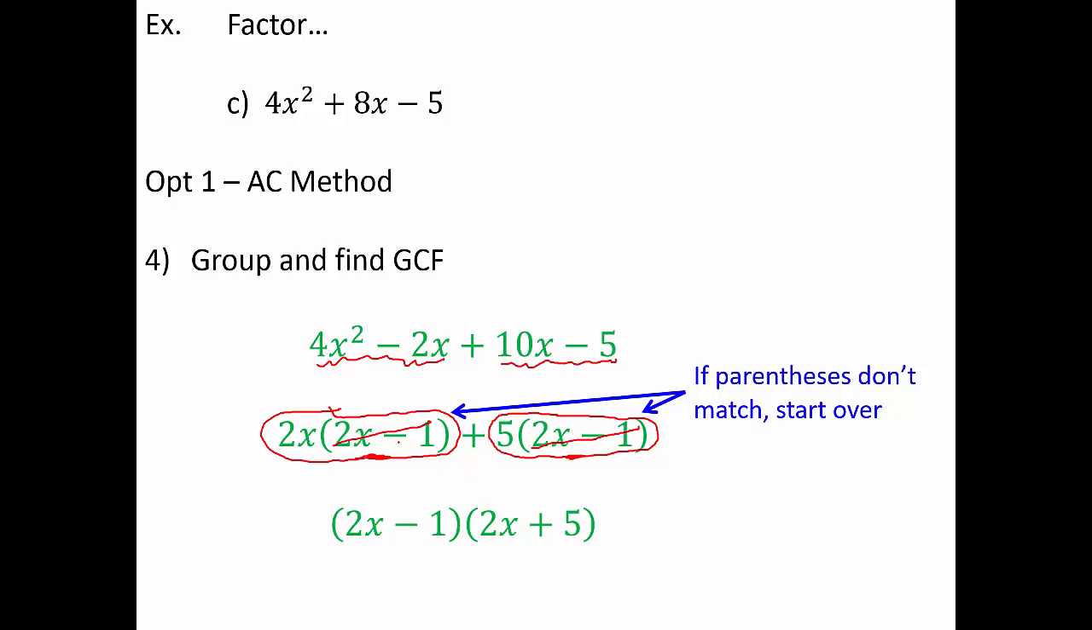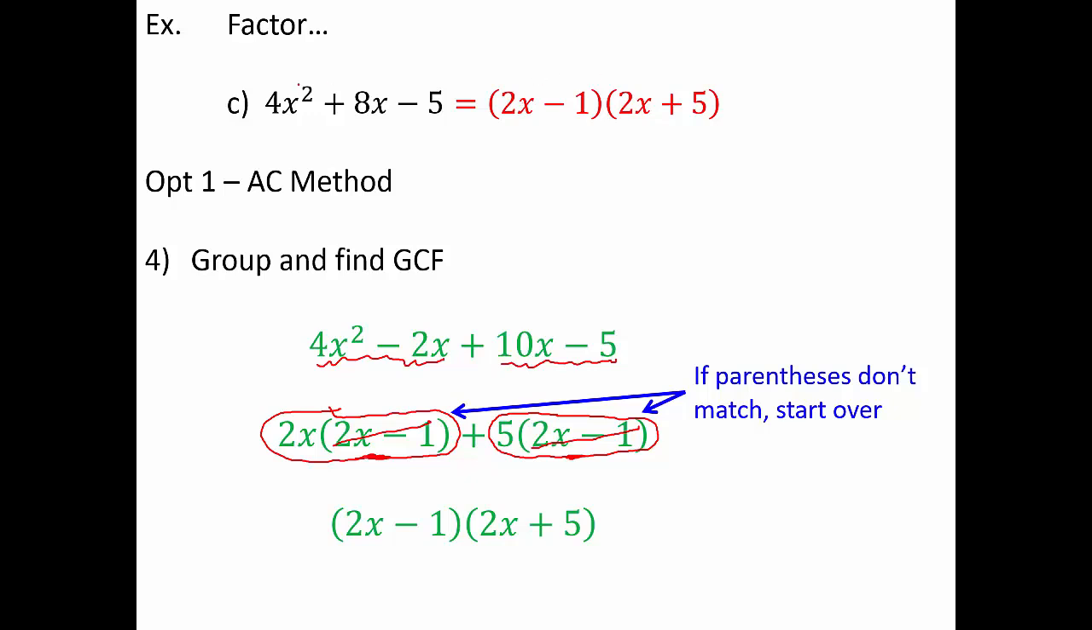So if I get rid of the 2x minus 1 and put it on the outside, 2x plus 5 is what's left on the inside. And that right there would be the factorization of this polynomial. Again, I can always check my work by simply redistributing.